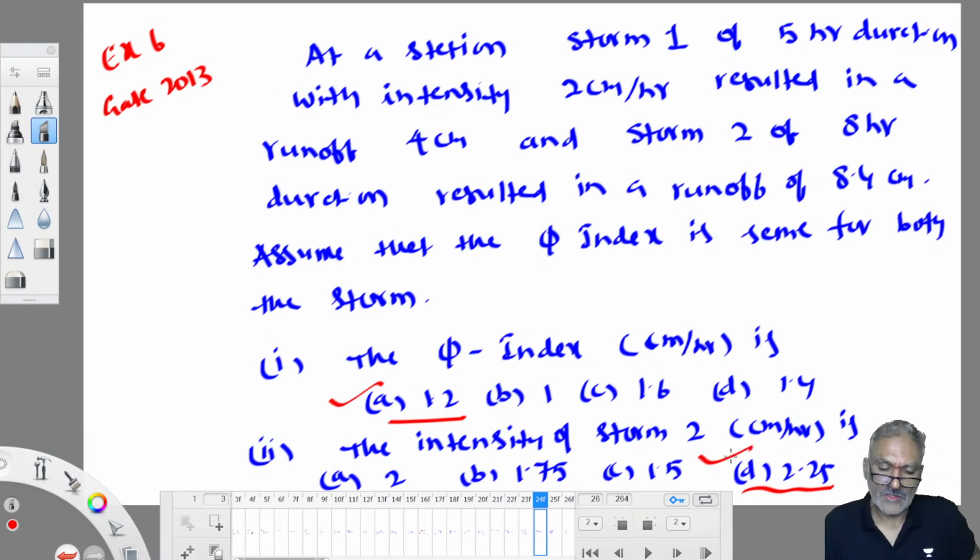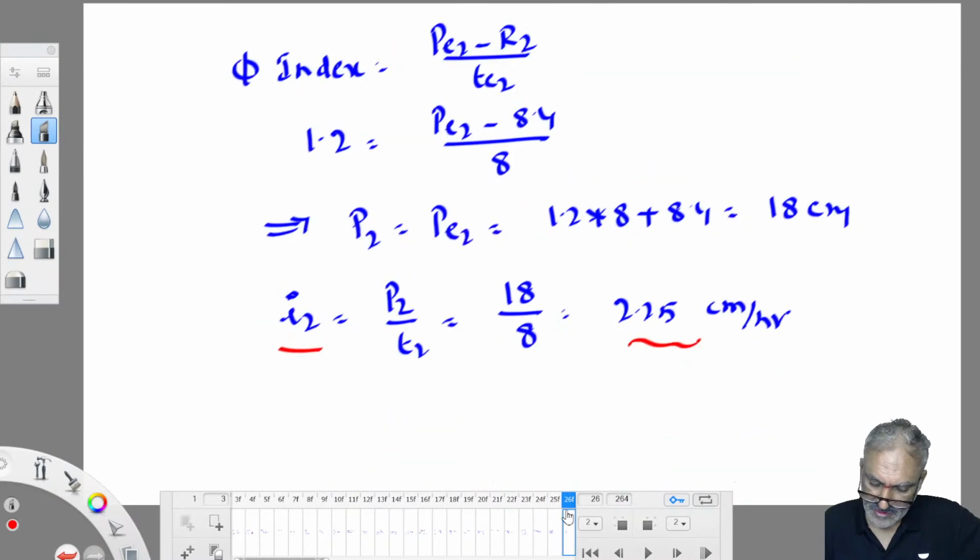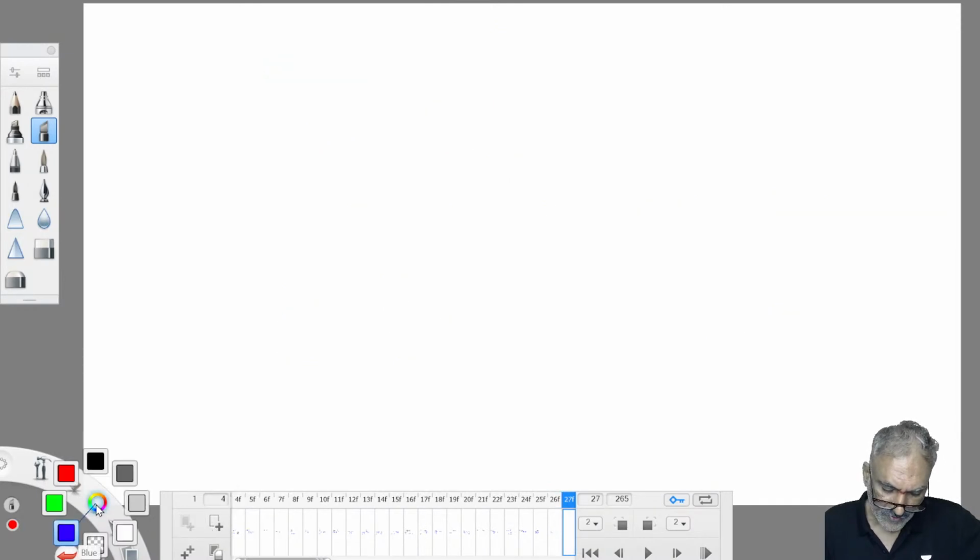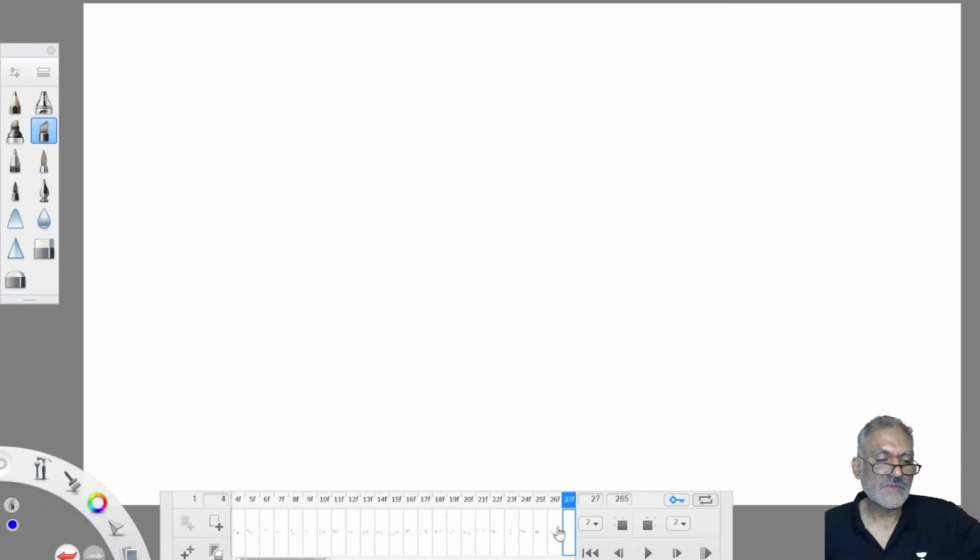So this is how you have to work out this type of question that they are asking: keeping the pi index constant, using one storm's information, finding some other storm's information, resulting in the same catchment. The link between the two storms is that the catchment is the same. So now let us solve a few questions related to non-uniform storms as well.